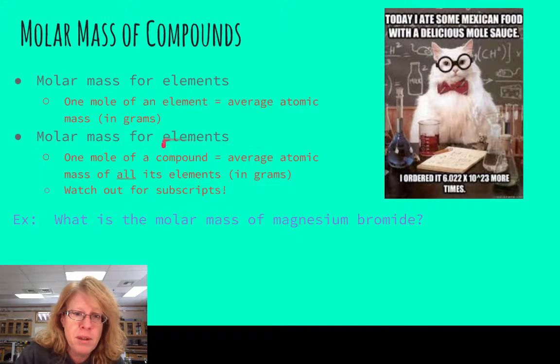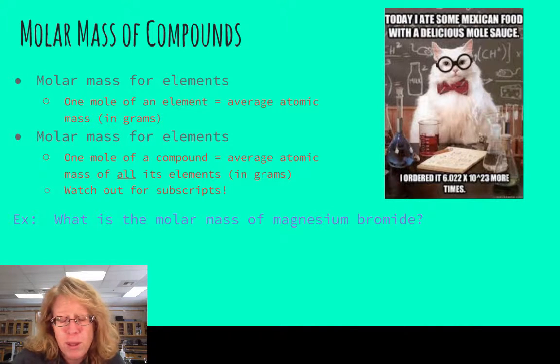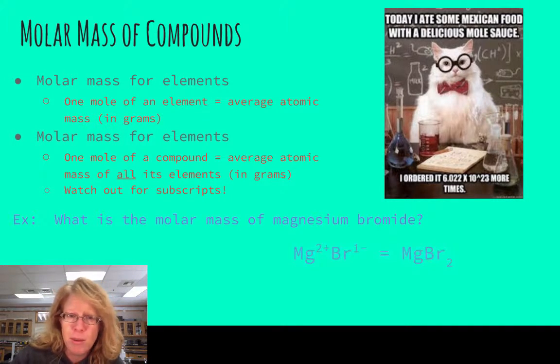Again, sorry for my typo on here. This word here should be molar mass for compounds. So what is the molar mass of magnesium bromide? You have to start off with, first of all, writing the formula. So this is that part where the rubber kind of meets the road on Unit 4. Did you actually remember how to do all this stuff? So here's how I would start.